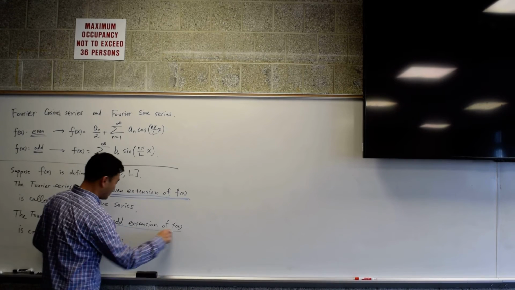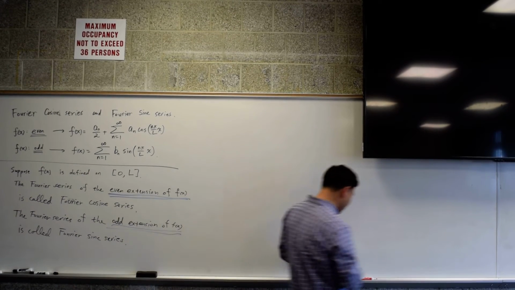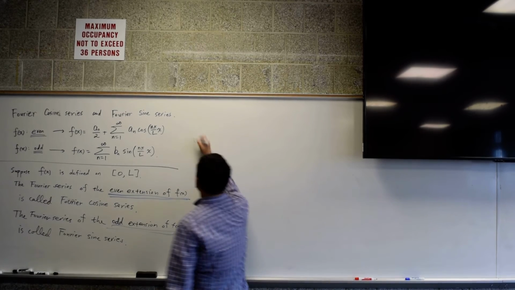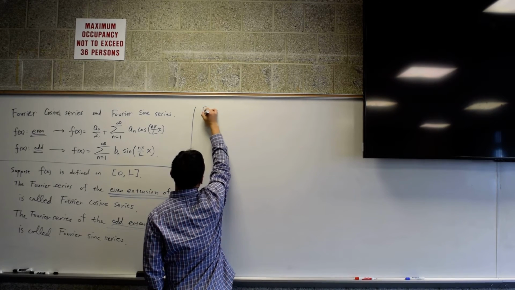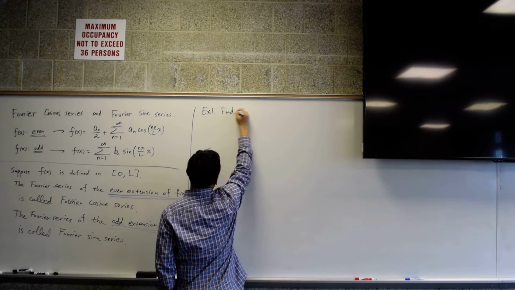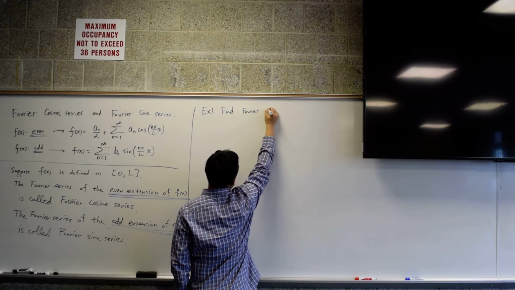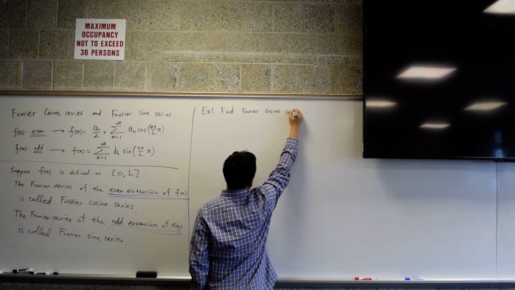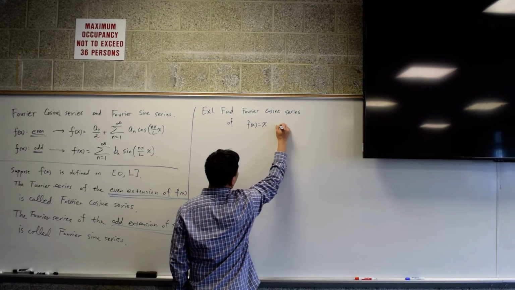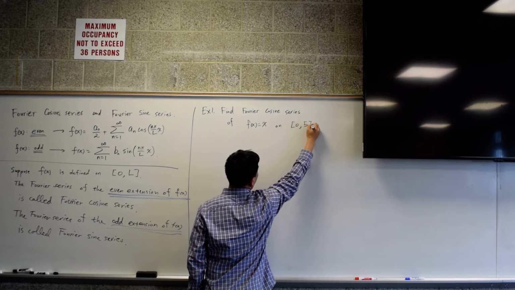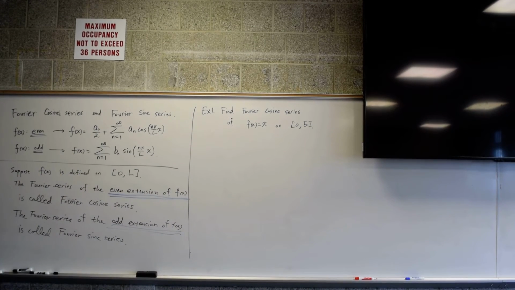All right, so let's actually do it. Let's think about a very simple case. Example 1. Find the Fourier cosine series of f of x equal to x on 0 to 5. So you have a function defined as x from 0 to 5, and your goal is to find the Fourier cosine series.